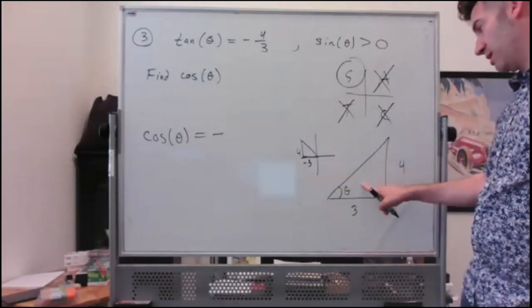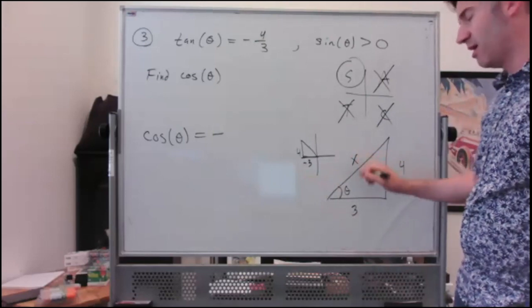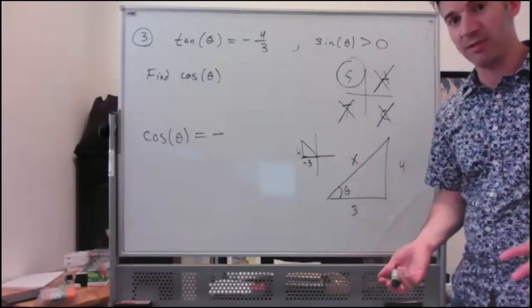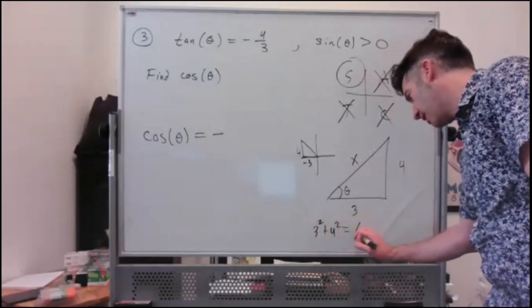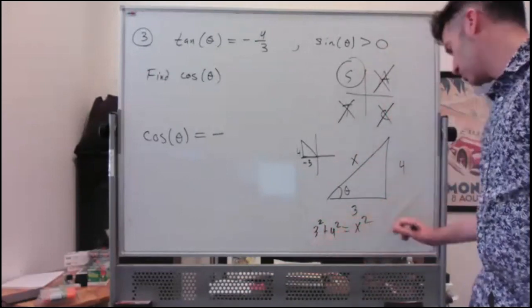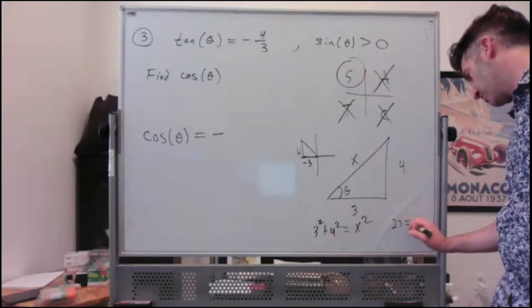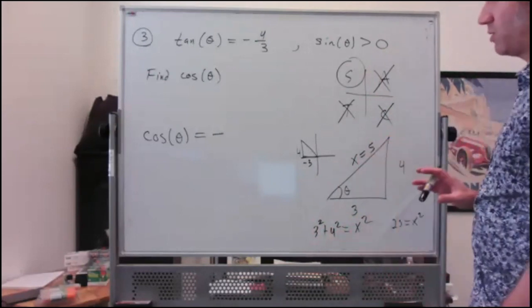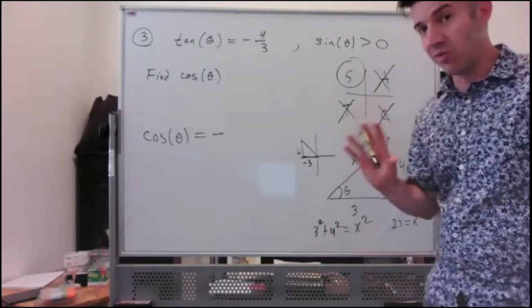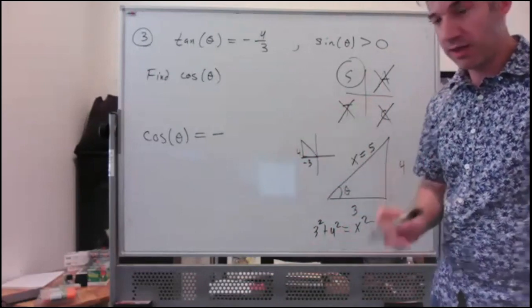I'm going to do it this way and say, okay, well, let's find the third side. I know you know it's going to be 5, but I'm still going to show the work. 3 squared plus 4 squared equals x squared. 9 plus 16 is 25, so 25 equals x squared. X is 5.